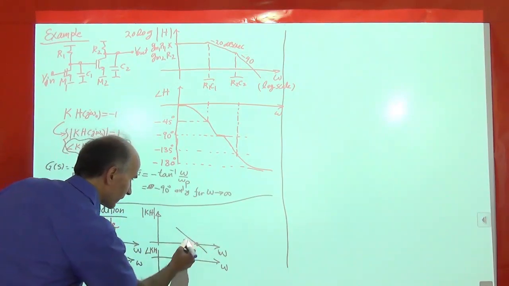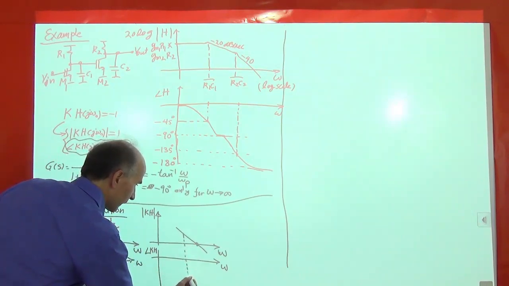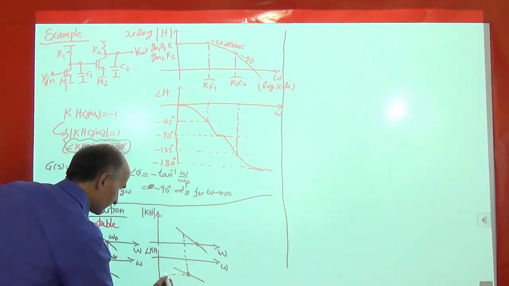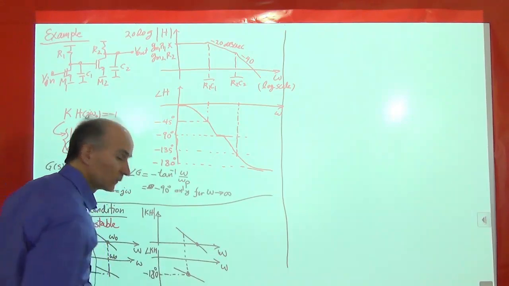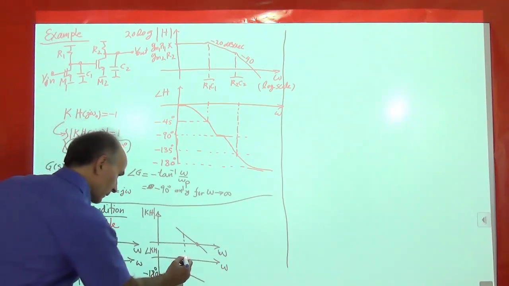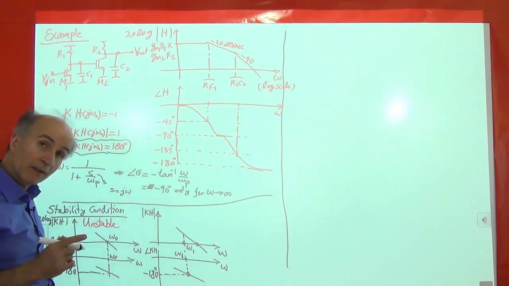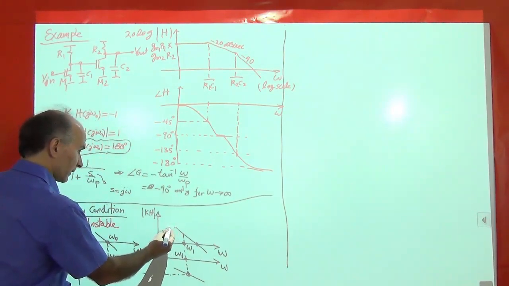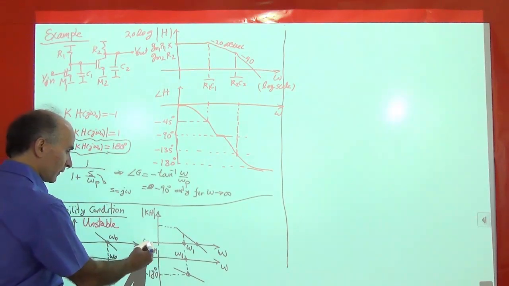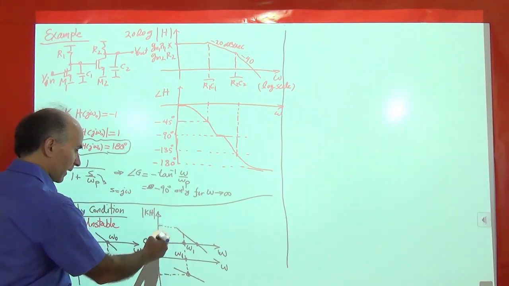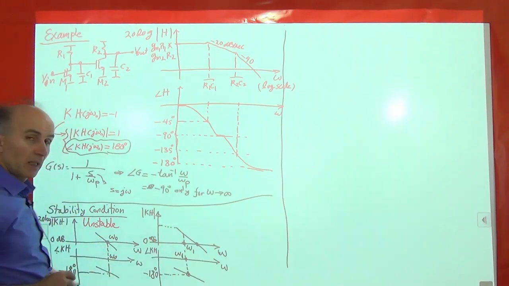So I have a phase of minus 180 degrees at some frequency, so we'll call this frequency omega 1, and at that frequency the magnitude is greater than 1, so we are right here, right? So remember, this is 0 dB, 0 dB means 1, so what we have here is greater than 1. Is the system stable?